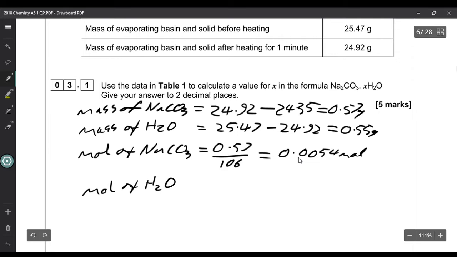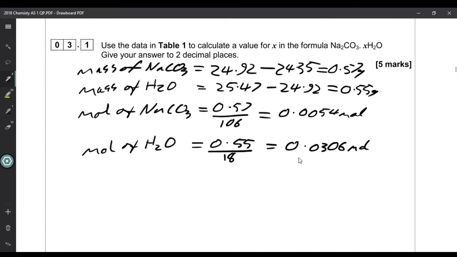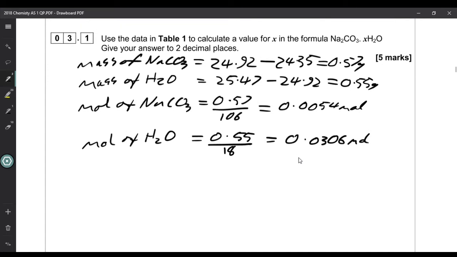So if we do the same thing for water, we know we've got 0.55 grams of water and the molecular mass of water is 18, so that gives us 0.0306 moles of water.